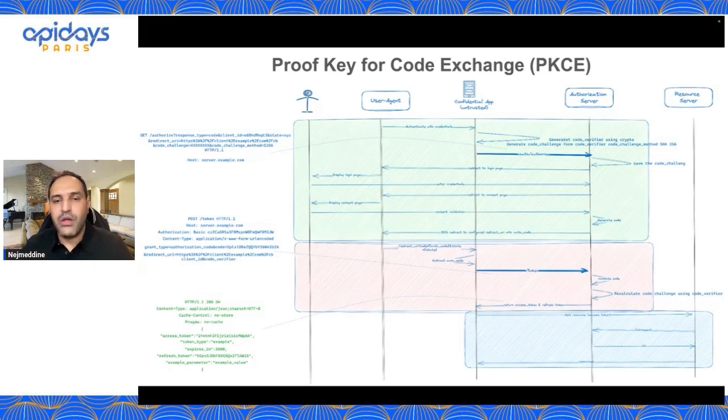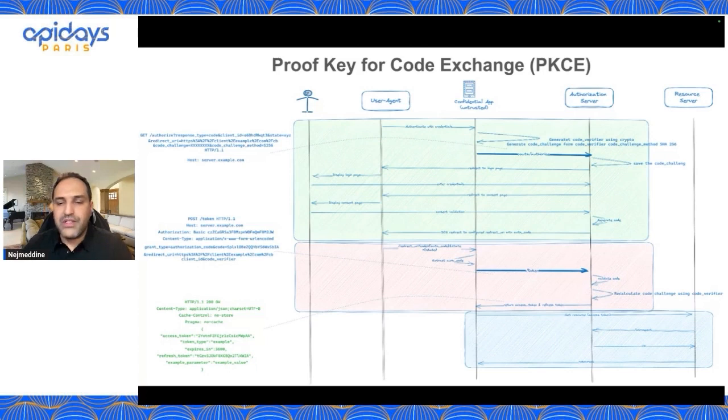Then if the user was able to authenticate itself, we will have the callback to the authorization server, and the authorization server will generate a code and send it back to the consumer. In the next flow, on the confidential app, we will extract the code and ask for a token, but note that we will now send the code verifier.